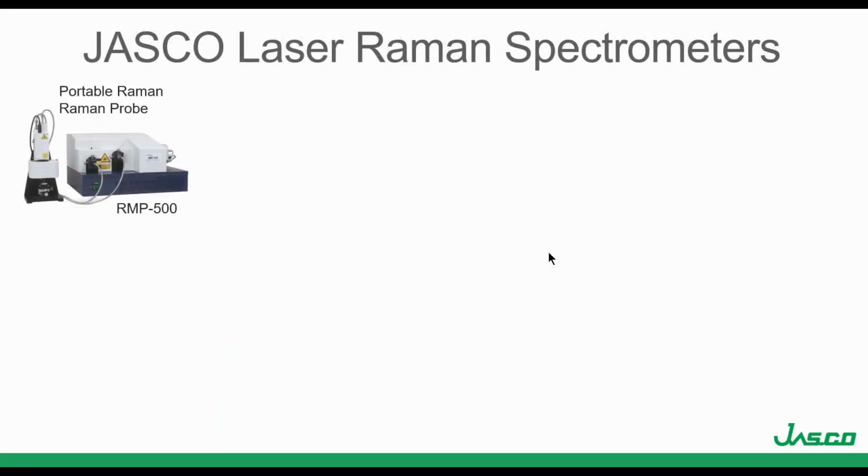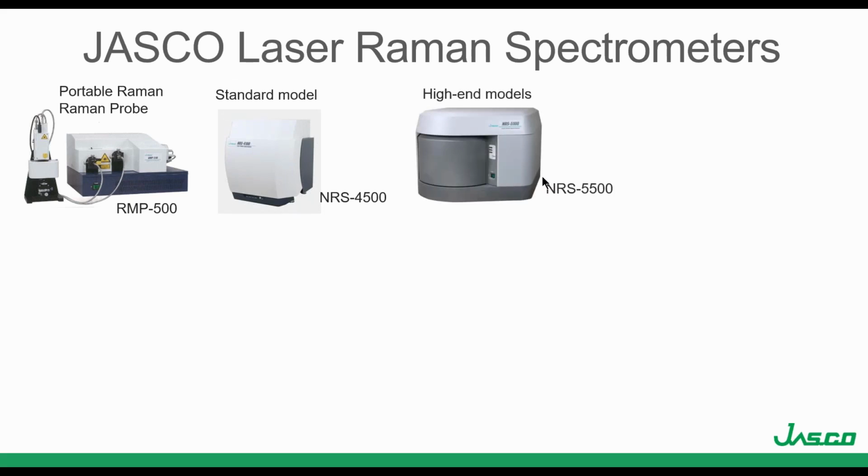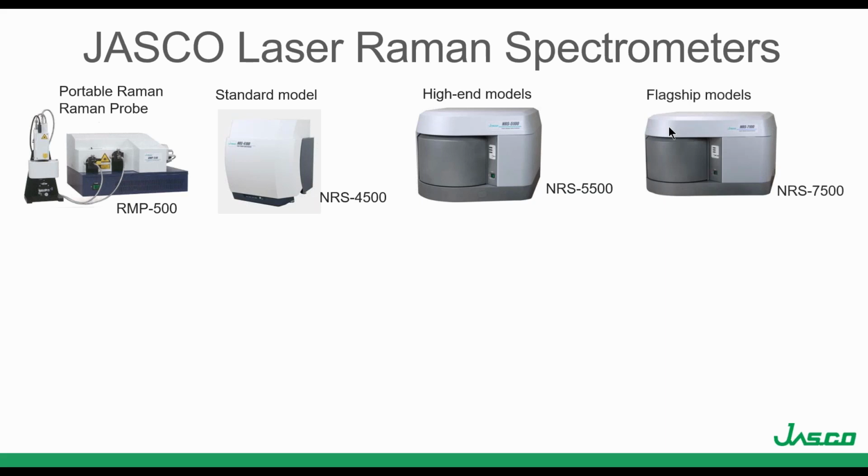Some of the products and solutions that JASCO provides is the RMP 500, that is our portable Raman, and actually is a Raman Pro. We have our standard model, that is the NRS 4500. High-end models is the NRS 5500, 5600, and the flagships is our series of 7000. Our standard model is the 4500.